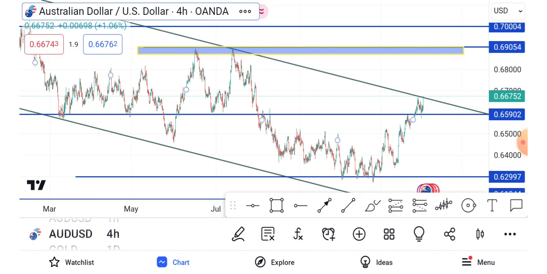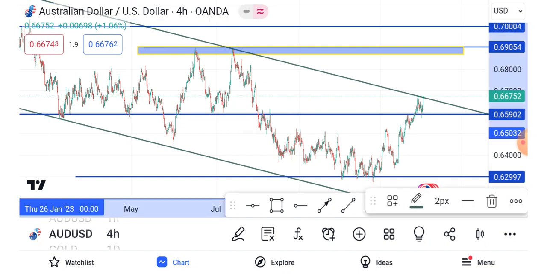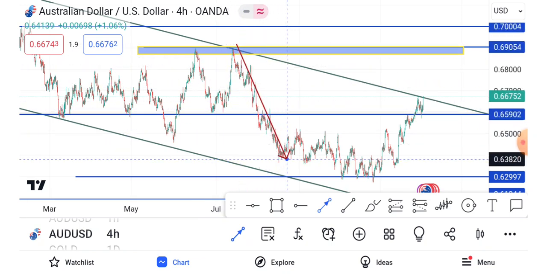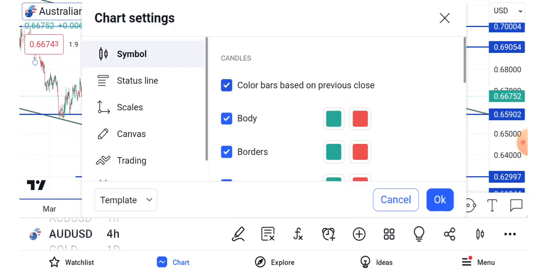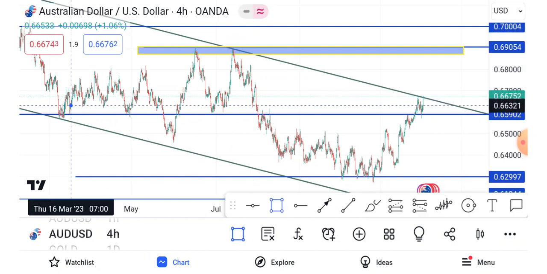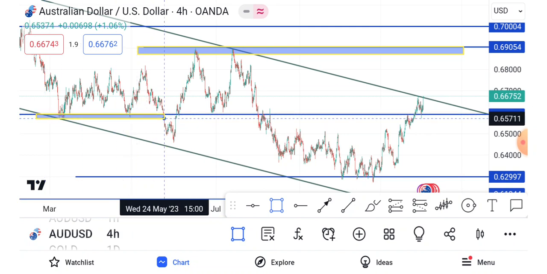This is where the number of sellers exceeds the number of buyers, hence causing the price to drop towards the downside. Okay, let's remove this. Now here we have what we call our demand zone.